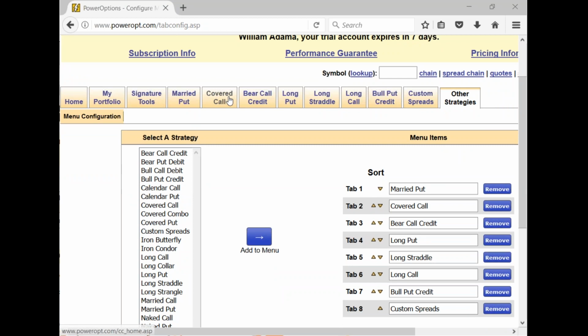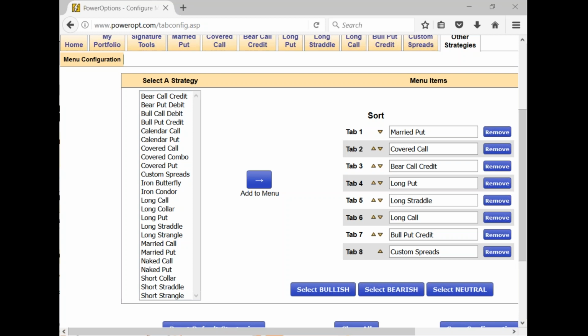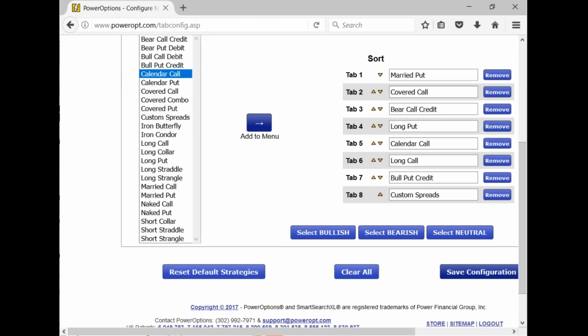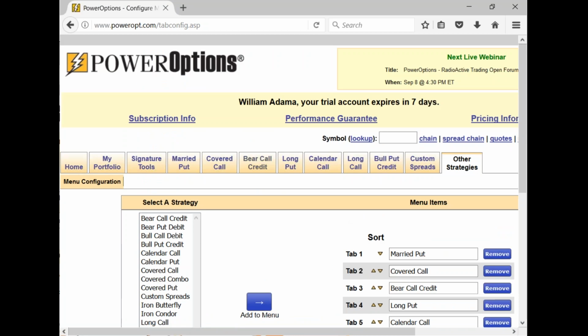If you don't see calendar call on your available strategy tabs in Power Options, go to other strategies, and this allows you to customize the view based on what you want to see. So I'm going to go ahead for right now and take out long straddle. Why not? And over here on the left, on the active strategies, we're going to add in calendar call. Okay, and click Add to Menu. Now down here I have to save that configuration. Calendar calls are now available.